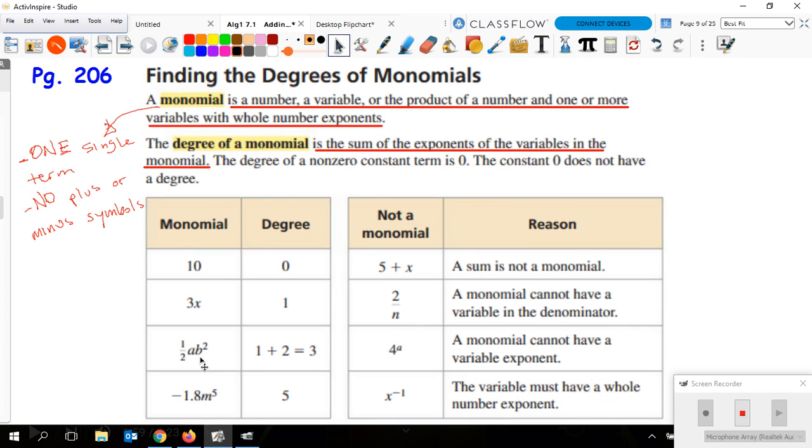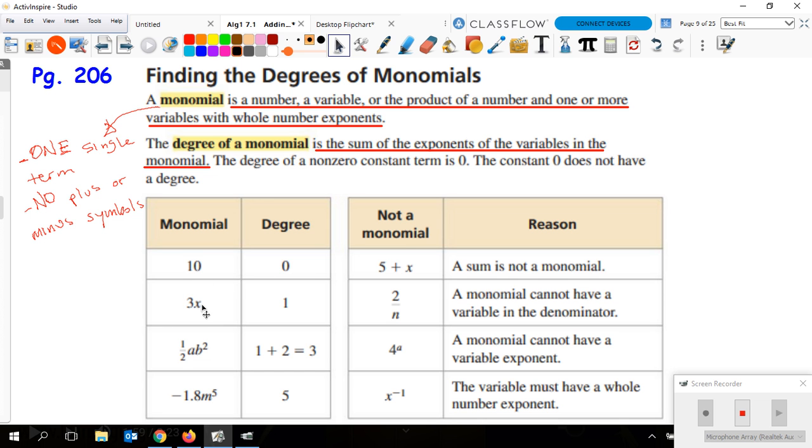But you could have something like this where you have an a and a b squared. So the a has an exponent of 1, and then the b squared has an exponent of 2. So 1 plus 2 would give you 3. That would be the degree. If it is just a constant number, like 10 here, or 4 like the video showed, it's just a degree 0, because this would be like 10 times x to the 0 power. And so it's just a degree 0.